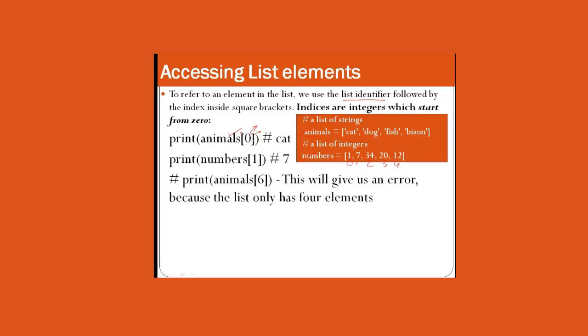So print animals 0 will display the 0th element, that is cat. Numbers 1 will display 7, because this is the second element. Animals 6, with elements 0, 1, 2, 3, will give us an error because the list only has 4 elements.